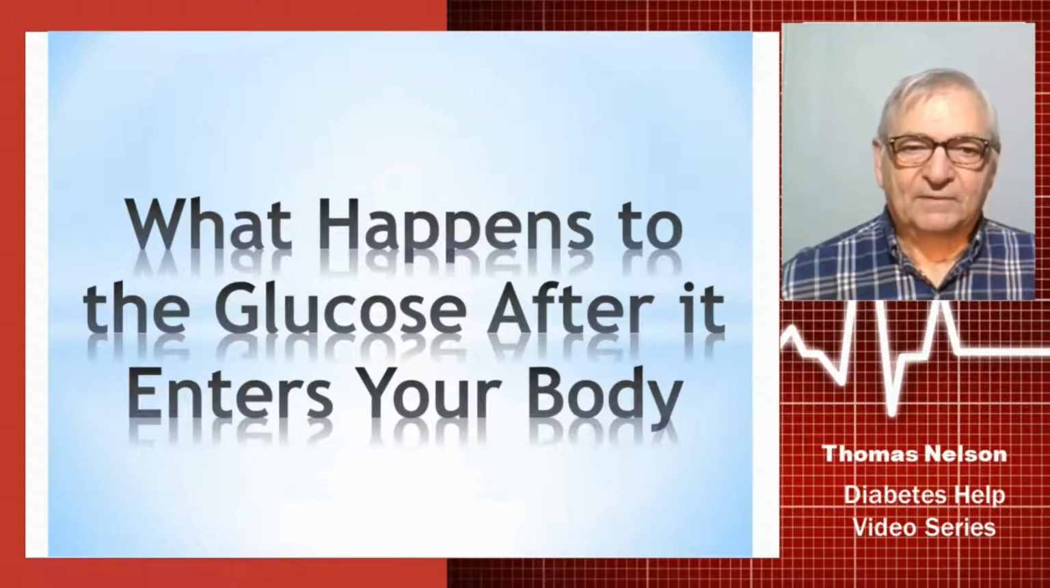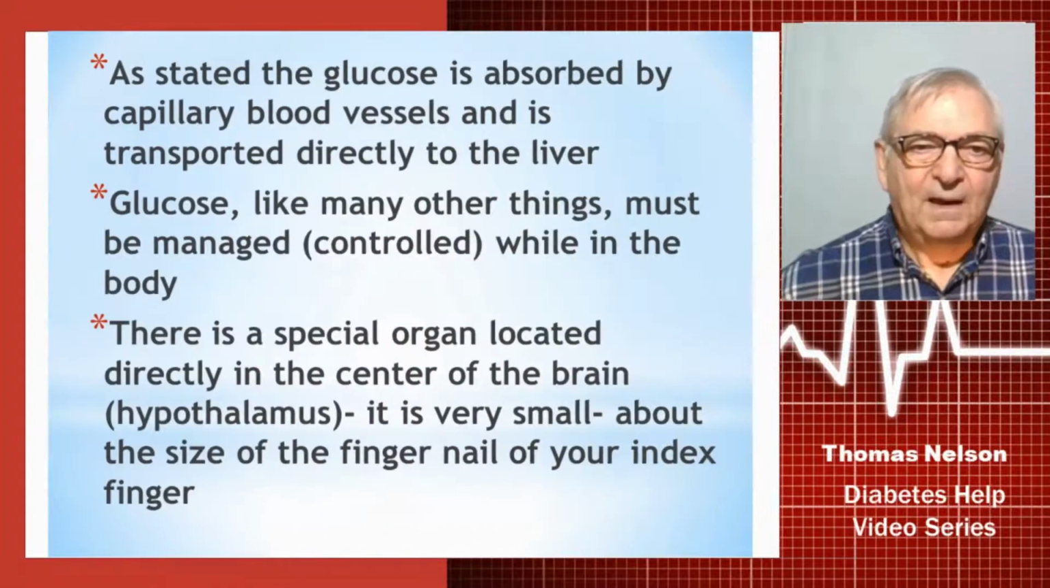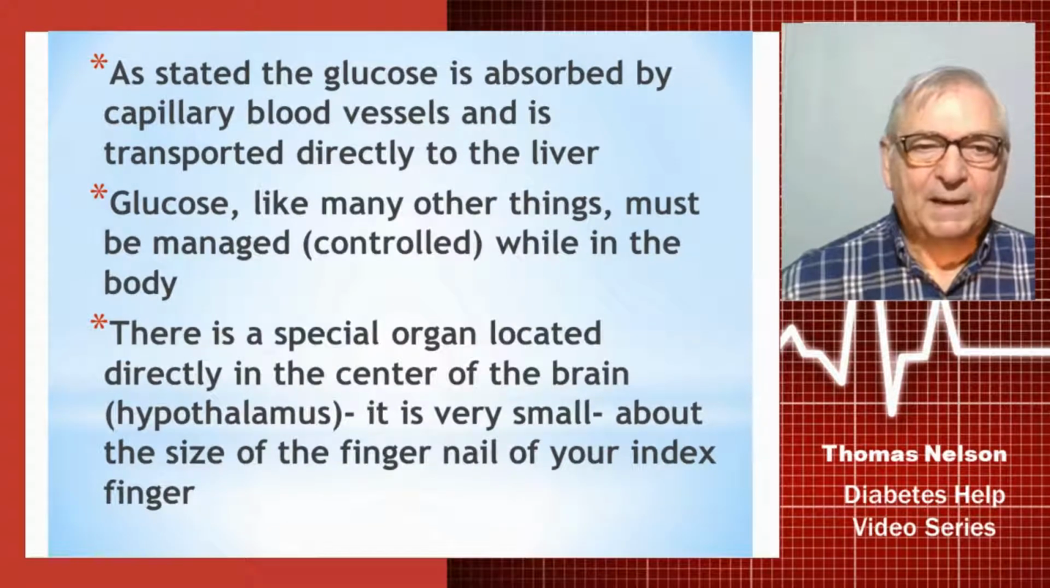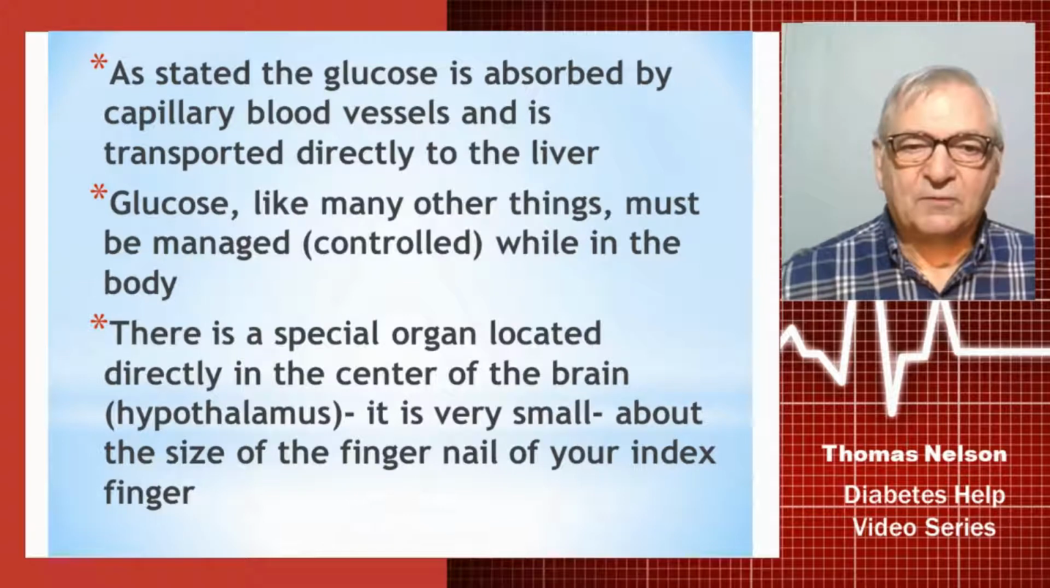So what happens to the glucose after it enters the bloodstream? As stated, the glucose is absorbed by capillary blood vessels in your intestines, and it's transported via the hepatic vessels straight to the liver. Nowhere else. Glucose, like any other food item, must be managed. It has to be controlled, especially while it's in your bloodstream.